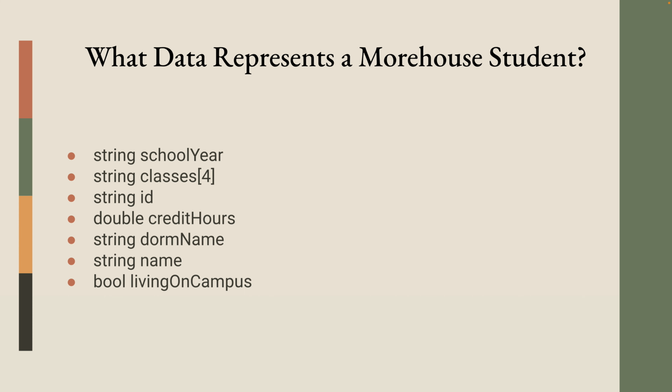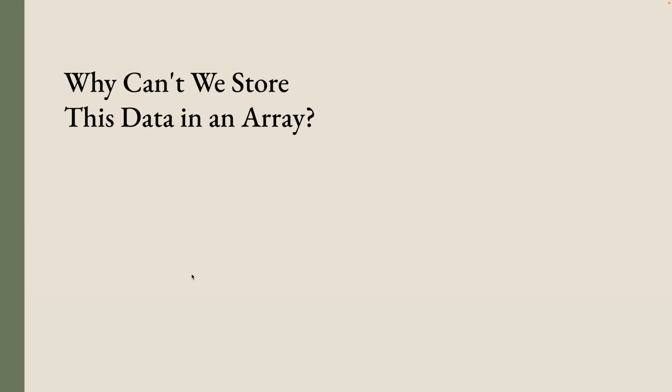On Wednesday, we talked about if we had a Morehouse student, what kind of information might we want to store about that student. You all came up with stuff like classification, what classes they're taking, their ID. We made it a string because there is an M in the ID number. Credit hours, dorm name, student name, whether they're living on campus or not. Why could we not store this information in an array? Yeah, an array can only store one kind of data type.